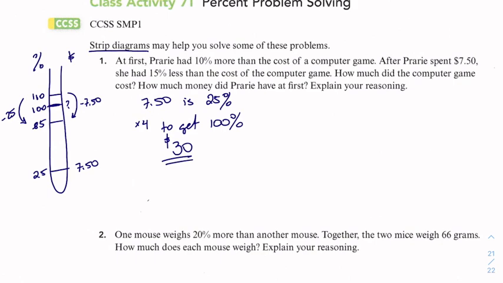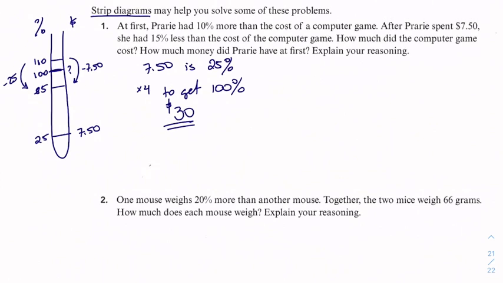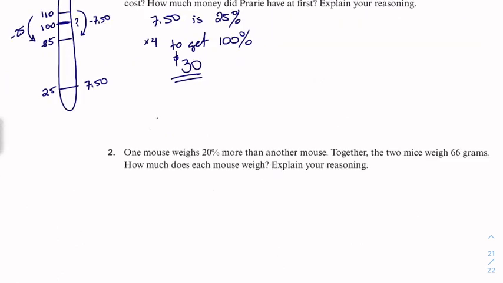So notice this is a non-standard percent problem, but using the percent thermometer and the strip diagram that you can do on your own using the textbook, they can figure it out quite nicely. One mouse weighs 20% more than another mouse. Together the two mice weigh 66 grams. How much does each mouse weigh?